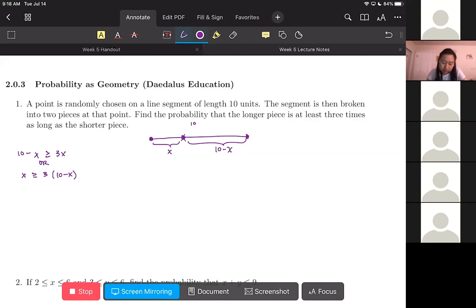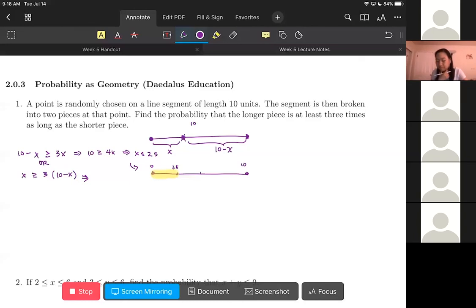So now we can solve for x. In this first case, we get 10 is greater than or equal to 4x, or x is less than or equal to 2.5, which maps to basically, if this is at 2.5, then if I pick any x in this region and divide it up, that means the longer region is going to be at least 3 times as long as the shorter one.